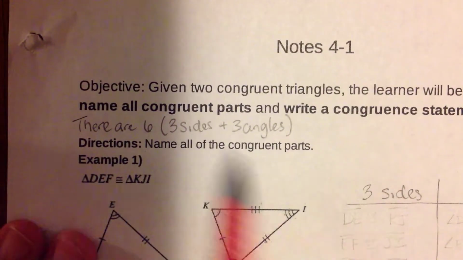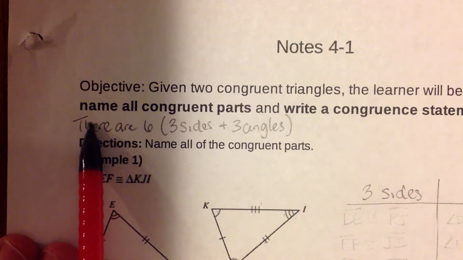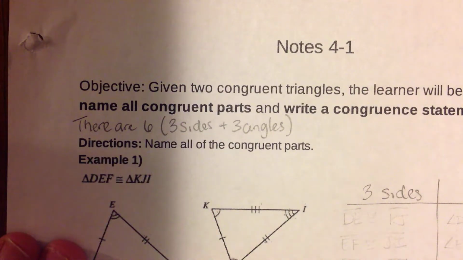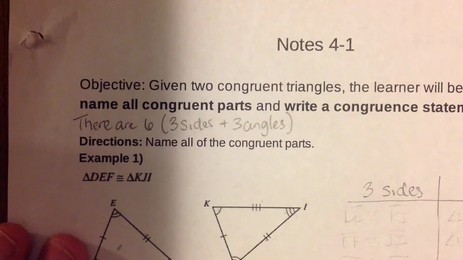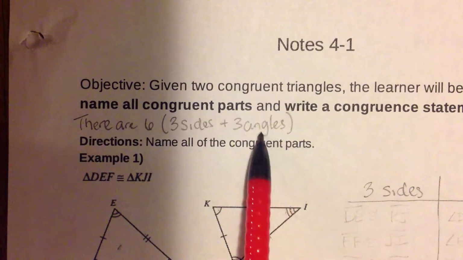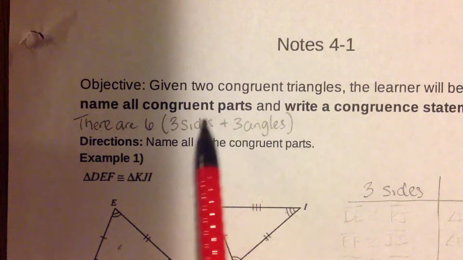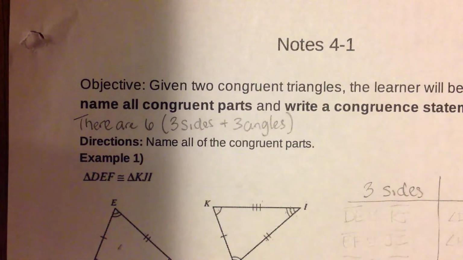So, again, in the first couple of examples we're going to name all the congruent parts, and there are 6: 3 pairs of sides and 3 pairs of angles. I'm going to start with the angles first and then work my way to the sides, just because it's easier to do the angles than the sides in my mind. But maybe for you it's easier to do sides. We will see once you get done with the notes.